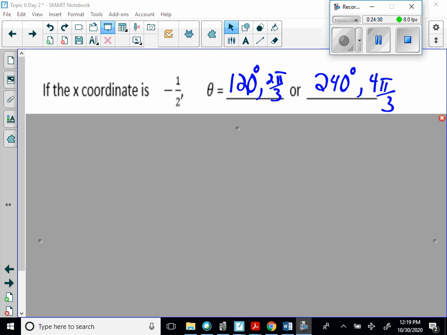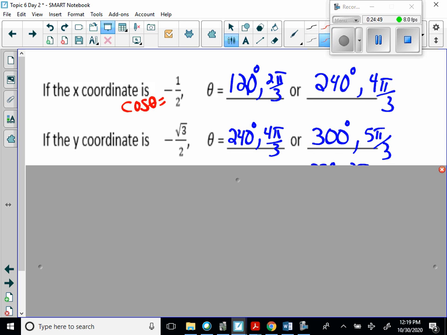Okay, let's check your answers. So when's the x-coordinate of negative 1/2? So cosine theta is negative in Q2 and Q3. So 120 degrees, 2 pi over 3, or 240 degrees.